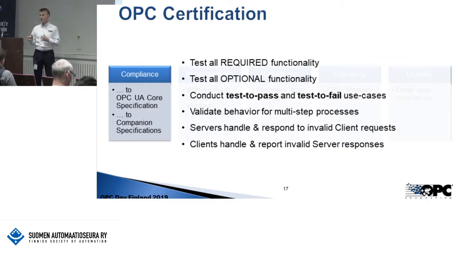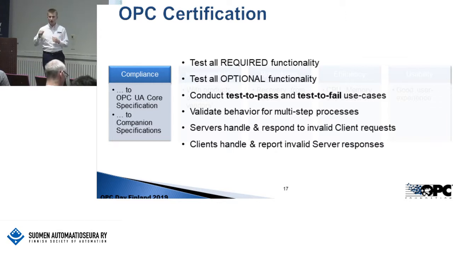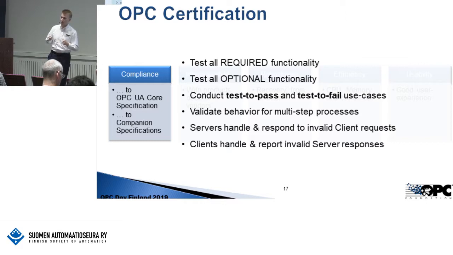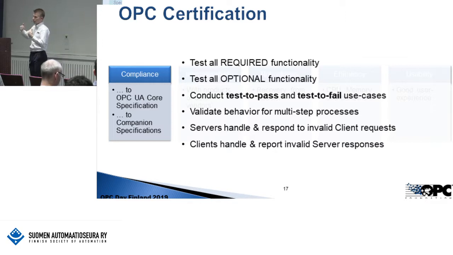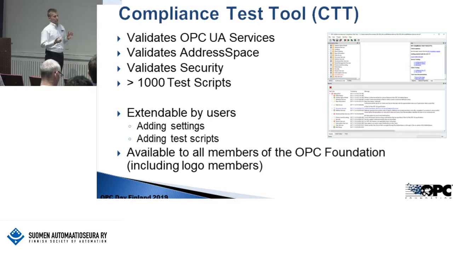Also, the problem here is that not everything can be automated. So there are a lot of manual test cases because OPC UA is not only defining behavior that you can automate, so not just on the communication path, but also on the application level. So this is the thing that we need to work with.